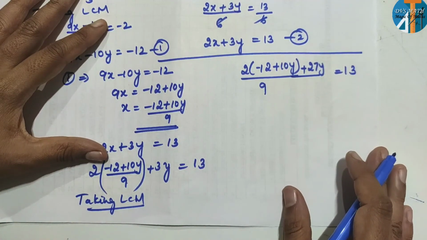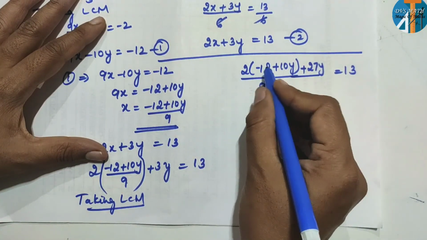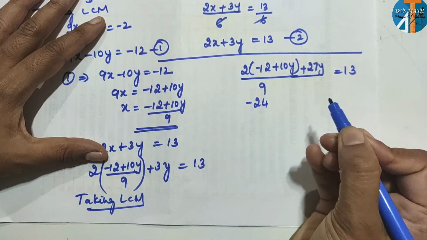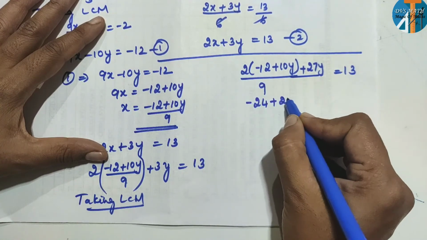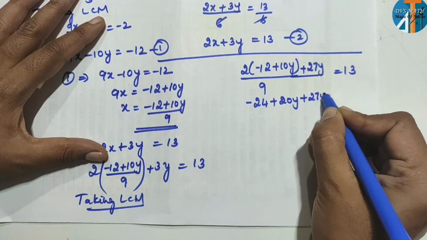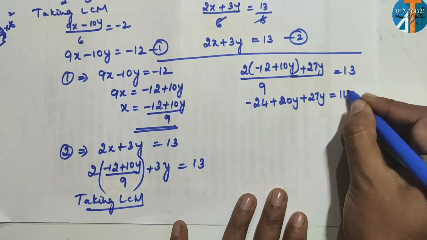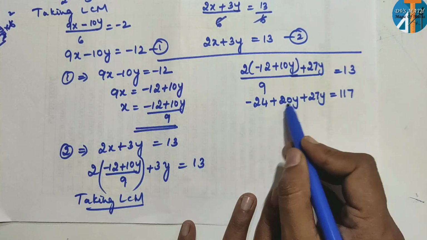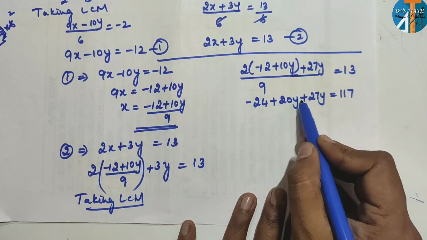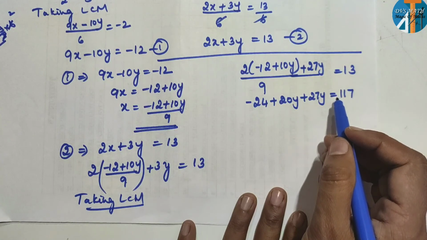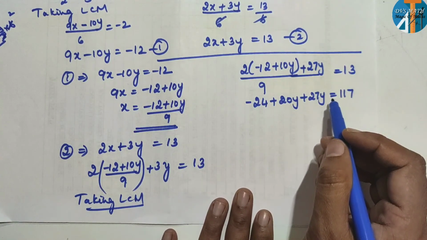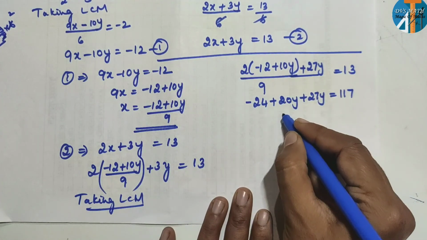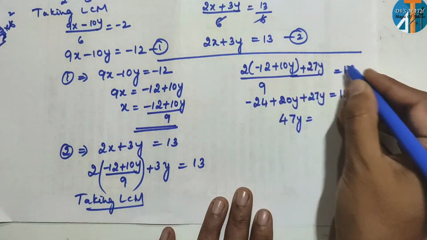Okay, so now let's solve this further. Again you can multiply here 2 into minus 12, it is minus 24, plus 10 into 2 it is 20y, plus 27y. Now multiply this, 9 13s are 117. So now here you have in terms of y. So 20y plus 27y, how much will you get? It is 47y. Take this to the RHS.